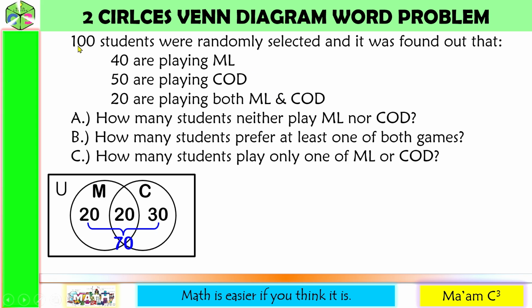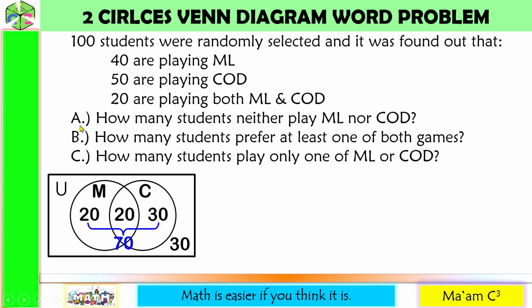But it says here 100 students were randomly selected. So there are missing 30 students. So where are we going to place 30? We are going to place 30 here in the universal set. This is the number of students who do not play ML or COD.